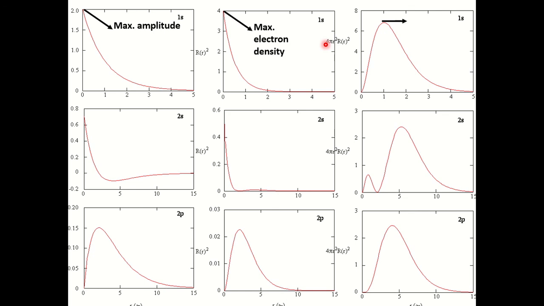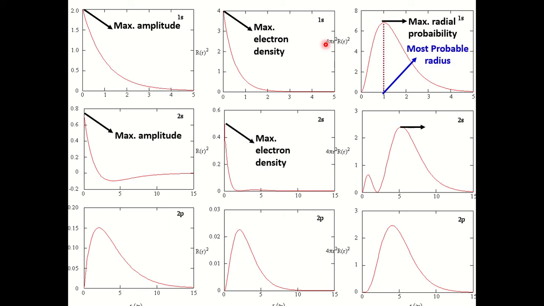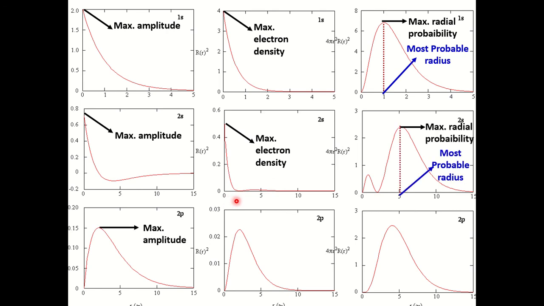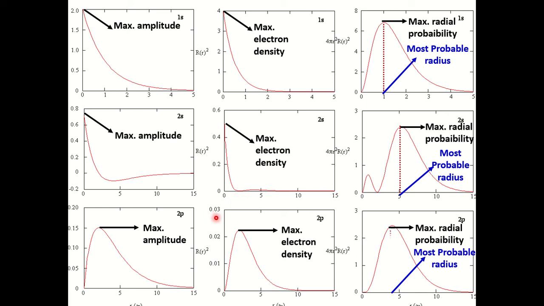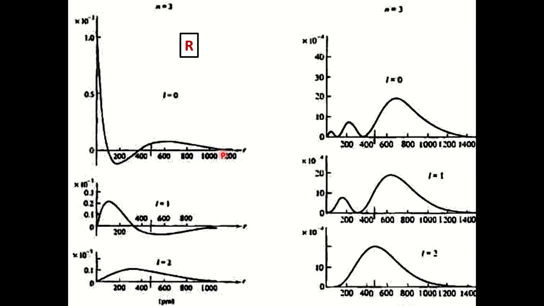So maximum amplitude, maximum electron density, maximum probability, maximum amplitude for the 2s. These two things you must be very clear about. This is going to be relevant for our discussions in Mössbauer spectroscopy. Maximum electron density at the nucleus, R is equal to 0. So these are the profiles which will be interesting for you. And 2p, this is a summary of all the previous discussion.